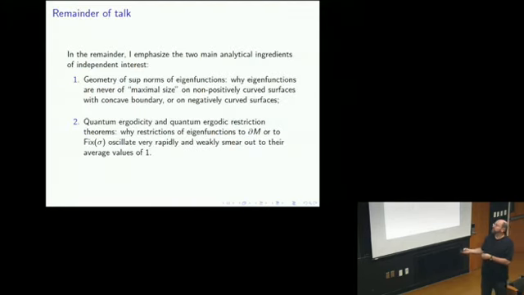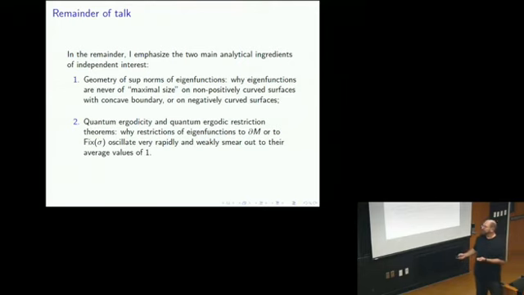So in the remainder of the talk, I want to go over these two basic analytical ingredients in the proof. They have completely independent interest, and you can sort of start over in paying attention to the talk. I'm going to concentrate on them. So the first one is about sup norms of eigenfunctions. Why are eigenfunctions never of maximal size on non-positively curved surfaces with concave boundary, or on negatively curved surfaces? And the second question is quantum ergodicity.